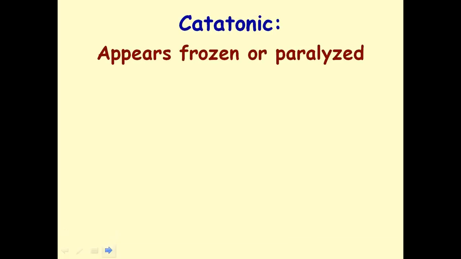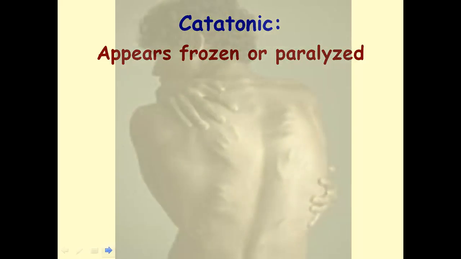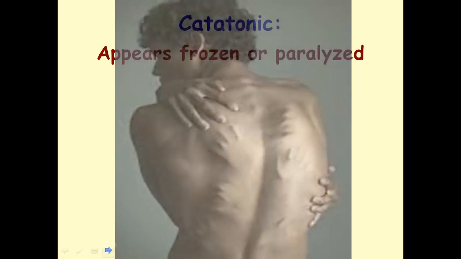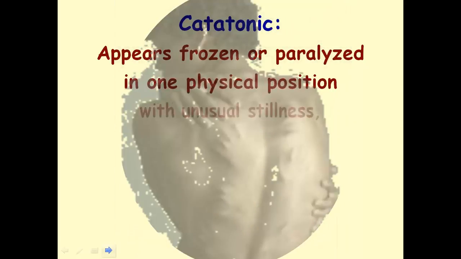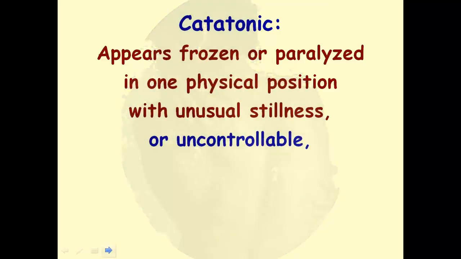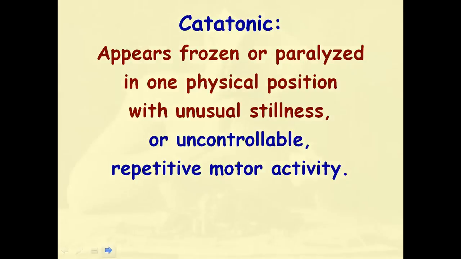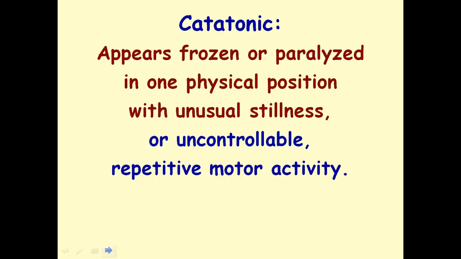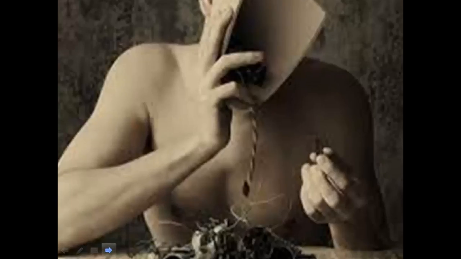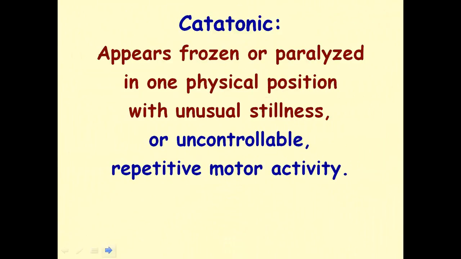Another kind of psychotic disorder is catatonic schizophrenia, where an individual appears frozen or paralyzed in one physical position with unusual stillness and extreme stuporous withdrawal, characterized by a motor disturbance called waxy flexibility, involving muscular rigidity, such as standing and holding an arm up in a seemingly uncomfortable position for hours. Catatonia may also be characterized by a hyperactive, uncontrollable, random motor disturbance, such as opening and closing doors.